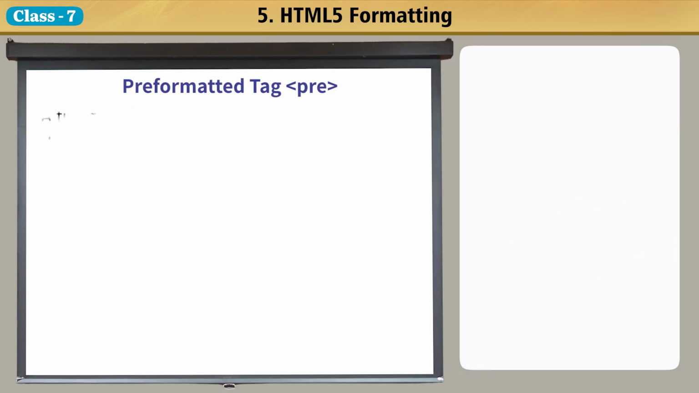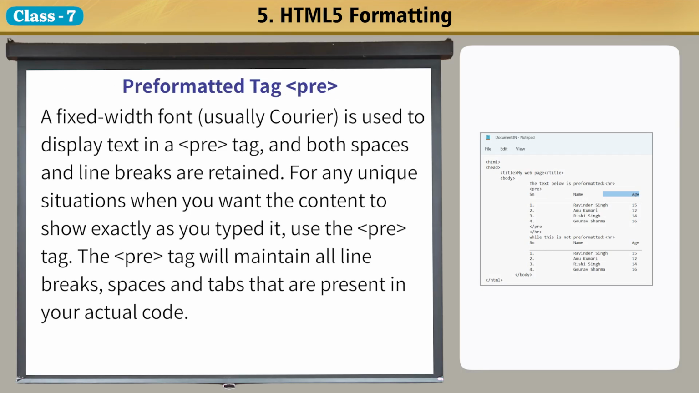Preformatted tag. A fixed-width font, usually Courier, is used to display text in a preformatted tag, and both spaces and line breaks are retained. For any unique situations when you want the content to show exactly as you typed it, use the preformatted tag.